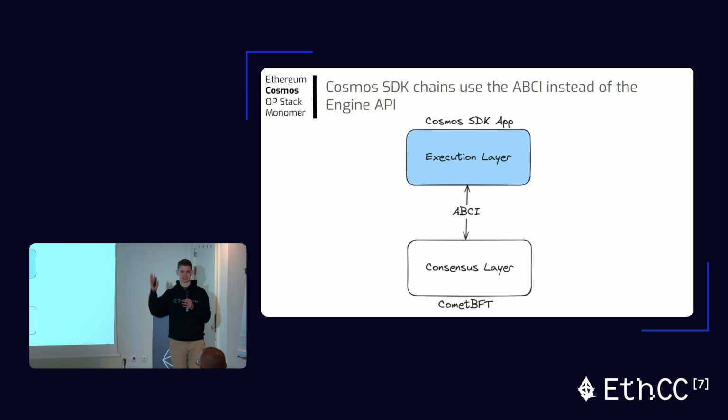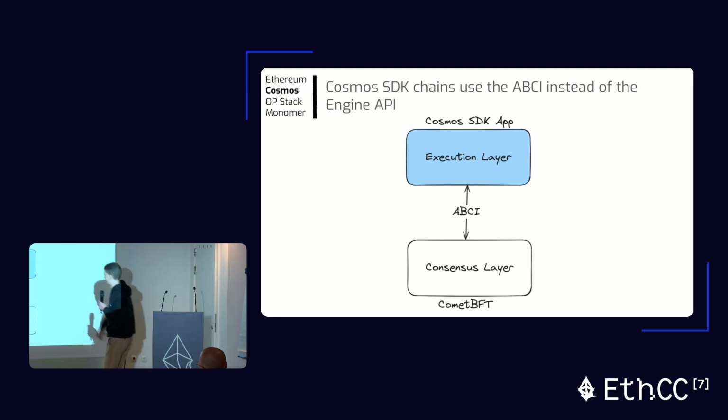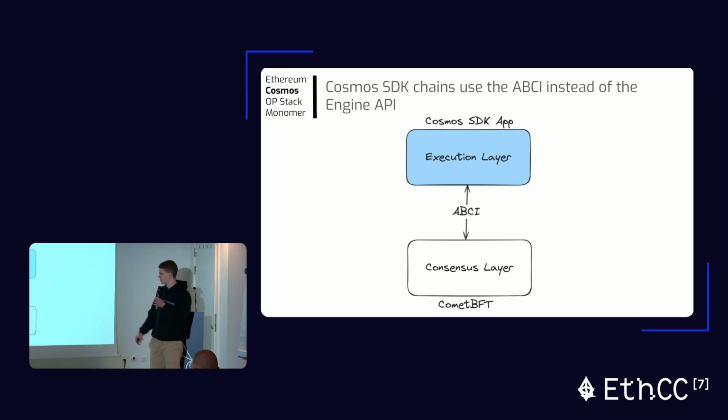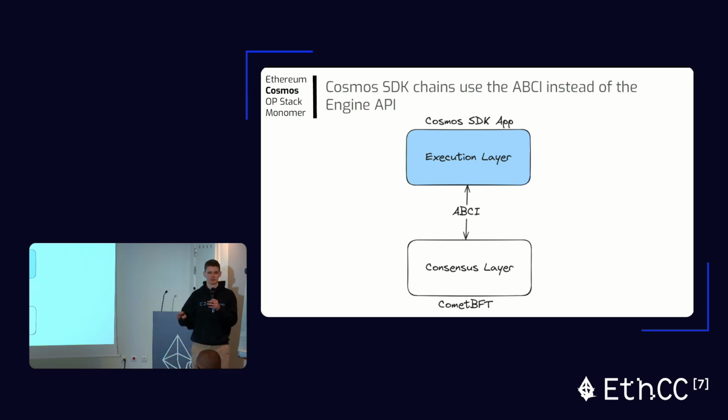Okay, who's seen a picture like this before? Everyone's hands should go up. It was on the last slide. In the Cosmos ecosystem, you have a very similar division between the execution and consensus layers. Instead of communicating over the engine API, they communicate over the ABCI, the application blockchain interface. There are some slight differences between the engine API and ABCI that we'll discuss a little bit later, but the important thing to note is that this is almost a carbon copy of what we saw on the previous slide.